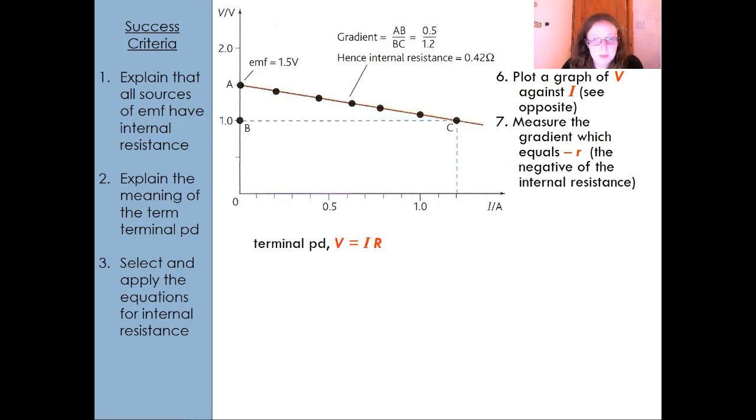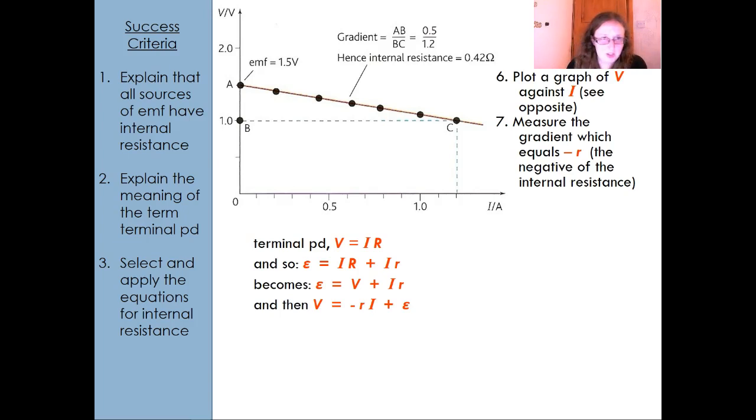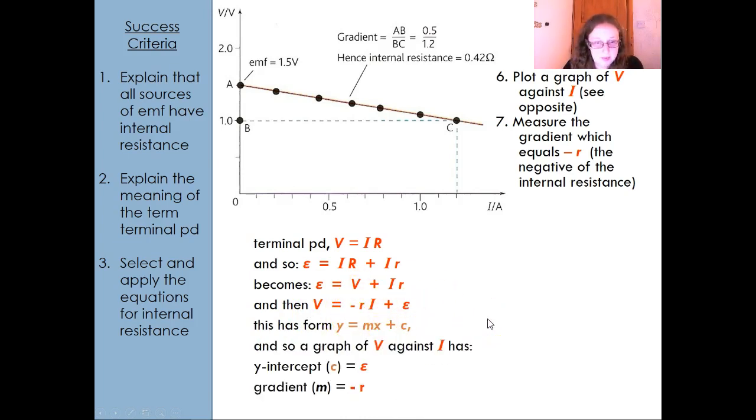So just to show you where it comes from, terminal PD is V equals IR, so my EMF equals IR plus I times the internal resistance. Rearrange that to replace my V in there, and then make sure that I rearrange for y equals mx plus c, because I've got V on my y, got current on my I. You should hopefully be able to see that that goes straight to y equals mx plus c, m is minus the internal resistance, and the intercept is the EMF.